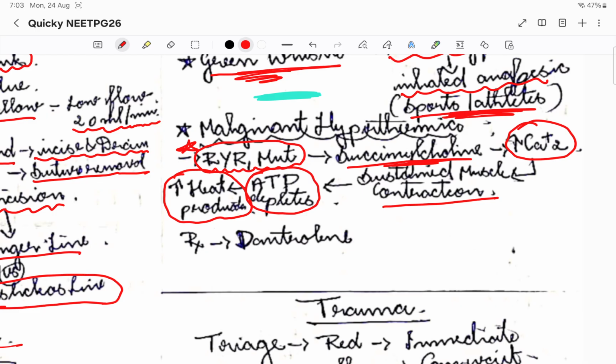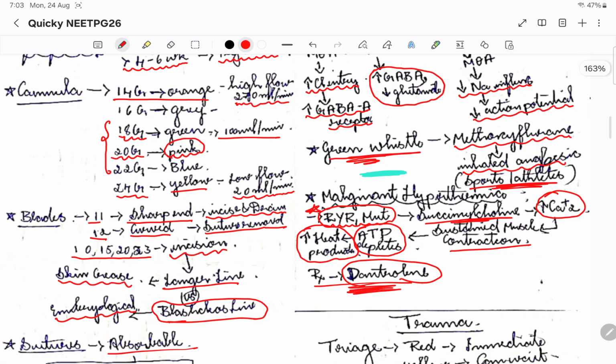When we do the investigations, this is what we'll find. Malignant hyperthermia, please remember this. Okay, what is the management? It is going to be dantrolene. Remember this name, dantrolene. So this is malignant hyperthermia. Examiners have been interested in asking this question.